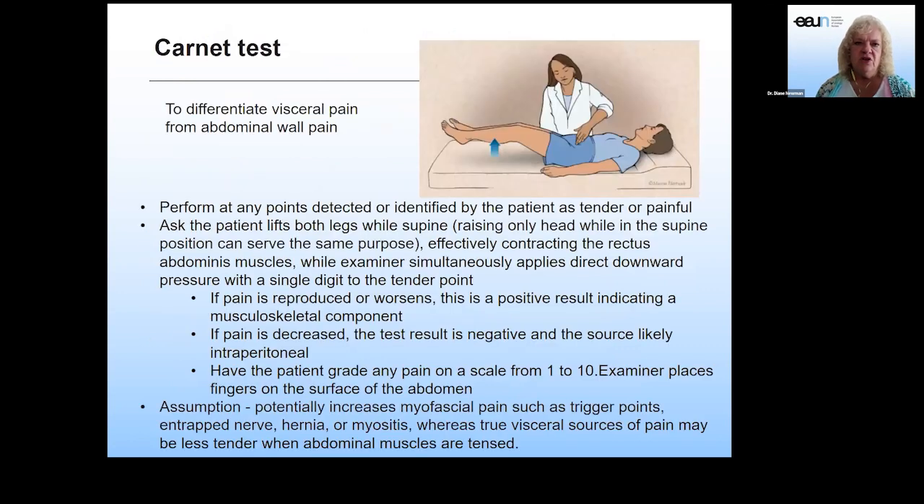The Carnett test is also, I think, another test that you can easily do. This has been written up in many textbooks, and here's a picture of it. You can perform this by the patient raising their legs or lifting their head, and then pressing down on the abdominal wall: does that worsen or reproduce their pain? This can help you as far as where the trigger point for that pain is and whether this is myofascial pain. So this is also something that should be part of your assessment.